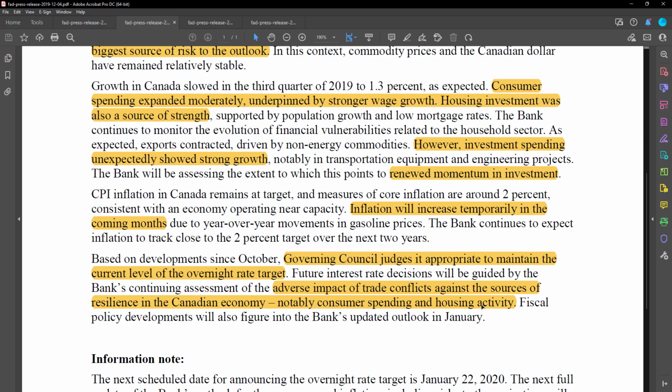So that's the previous policy statement. We've now highlighted the key things that the central bank were looking out for, and we know what data we need to look at.